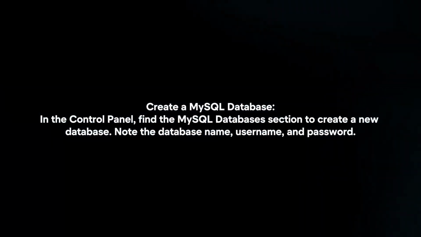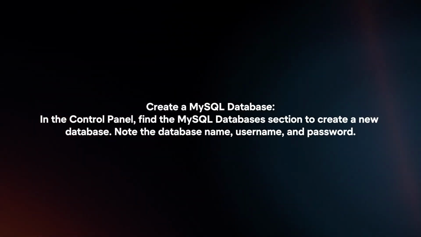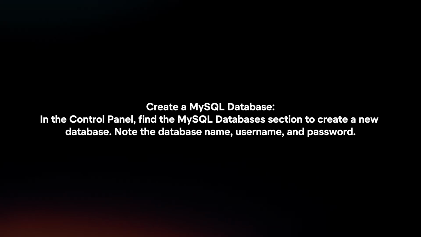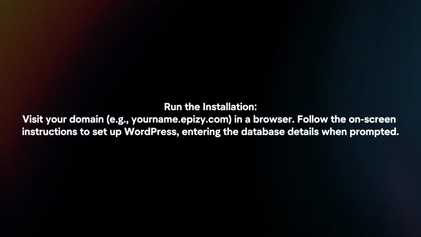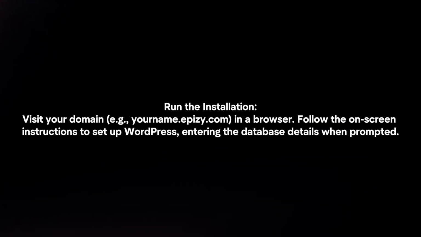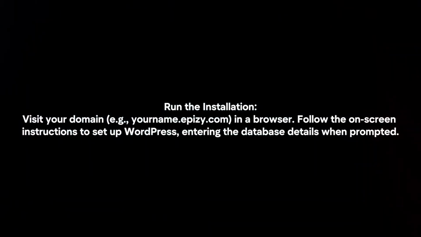Create a MySQL database. In the control panel, find the MySQL databases section to create a new database. Know the database name, username, and password. Run the installation. Visit your domain in a browser. Follow the on-screen instructions to set up WordPress, entering the database details when prompted.